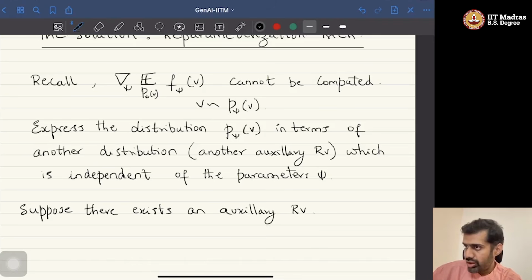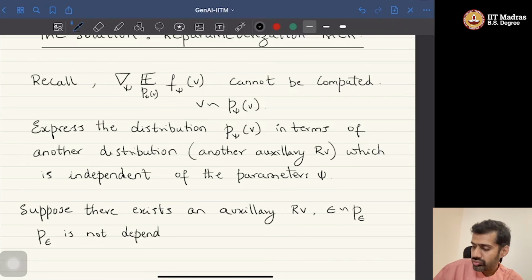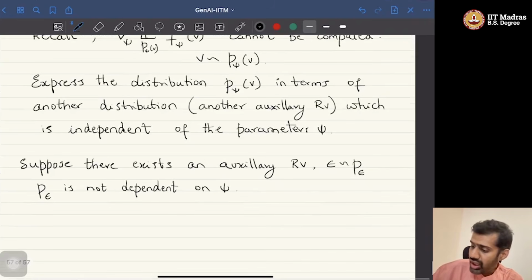Okay, let us call it epsilon. So that is sampled from some distribution p epsilon. Now this p epsilon is independent of psi, right? So p epsilon is not dependent on psi. Okay, and we can write v, which is the random variable of interest, in terms of some function g of epsilon.